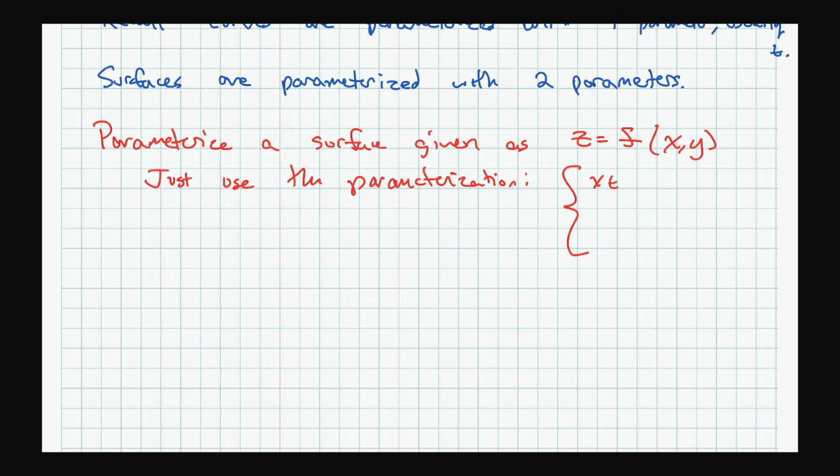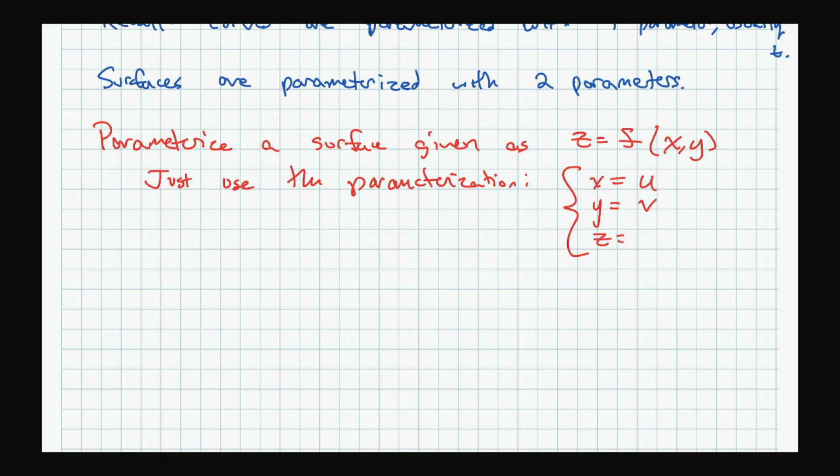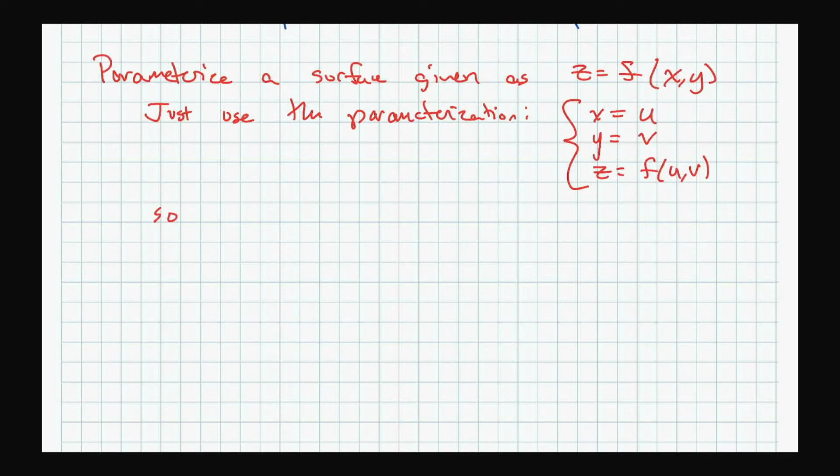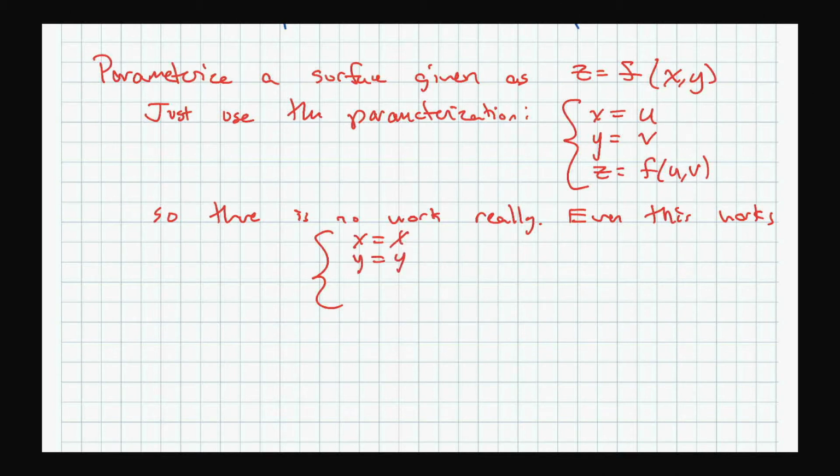So your x of t, nope. Your x could just be x or u. Your y could just be y or v if you want to use a different variable. And then your z is just f of u, v. So there's no work, right? Even this works: x equals x, y equals y, z equals f of x, y. So you don't even need to change the variable names.